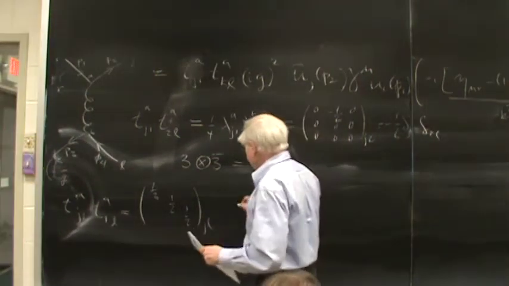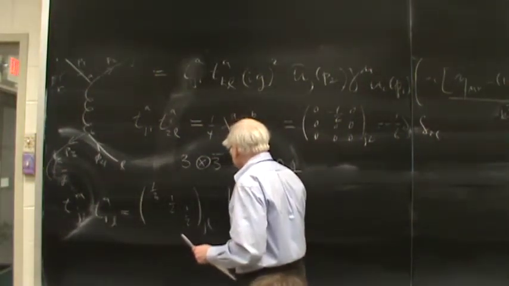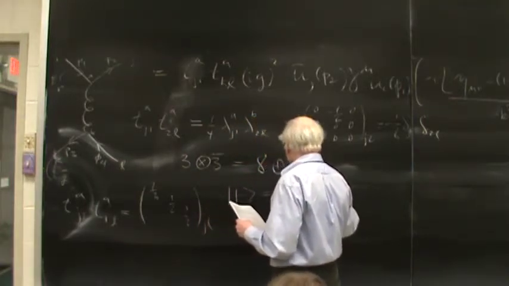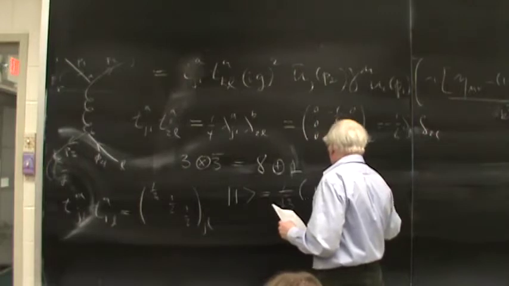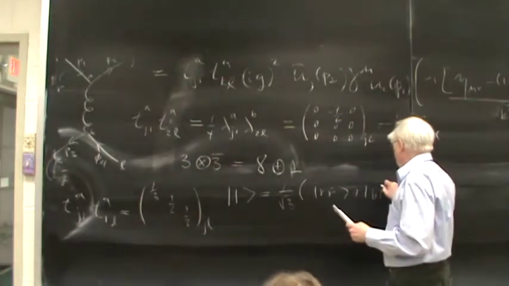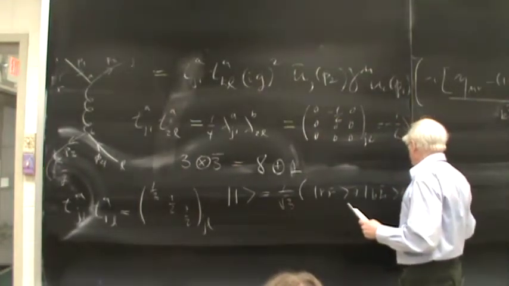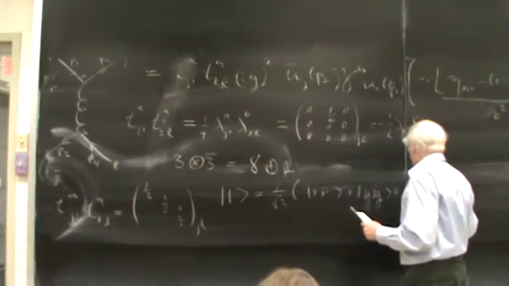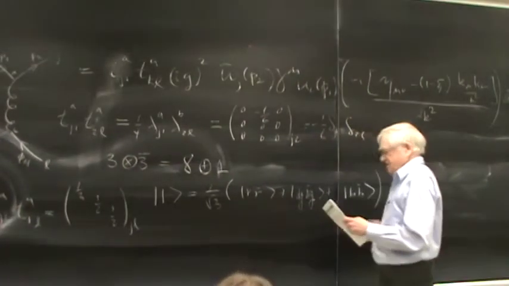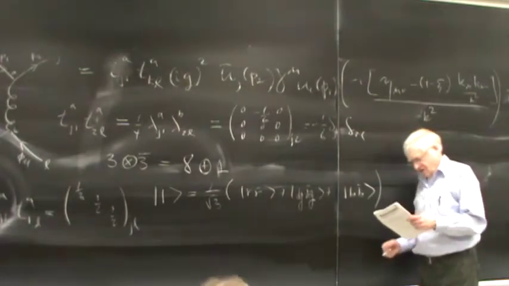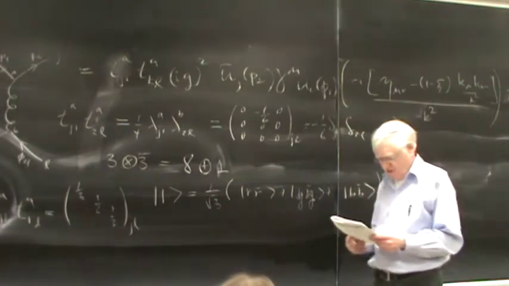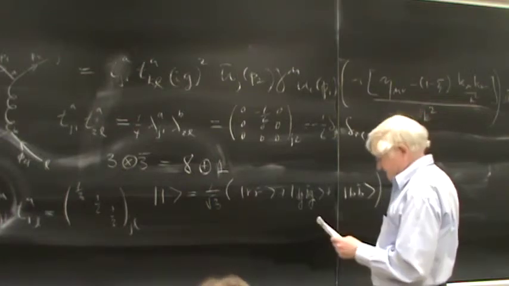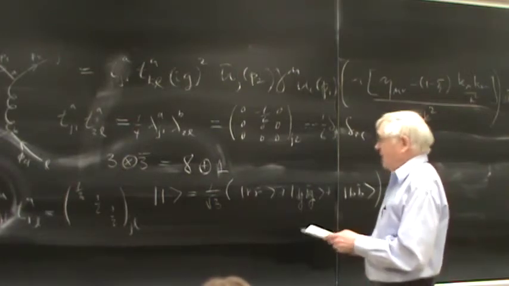Okay, what is the singlet? Well, the singlet is 1 over root 3, and it's red bar plus blue bar plus, actually I should have said green bar plus blue bar. So it's RGB is what we normally say. Anyway, so that's the singlet. The octets are more complicated.